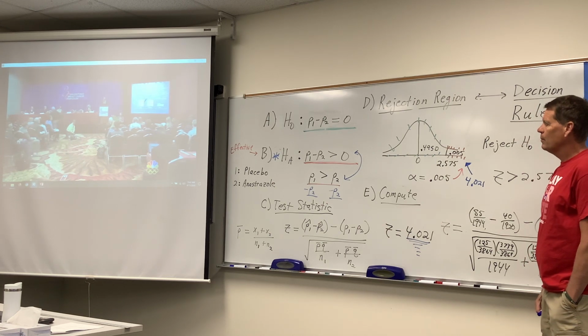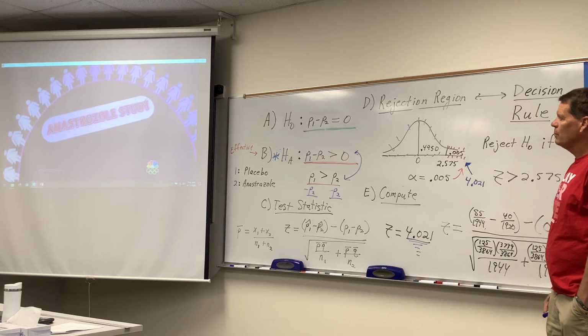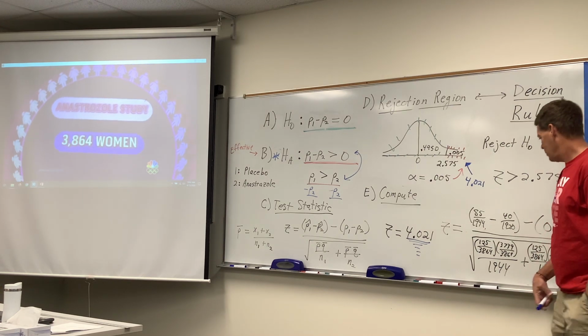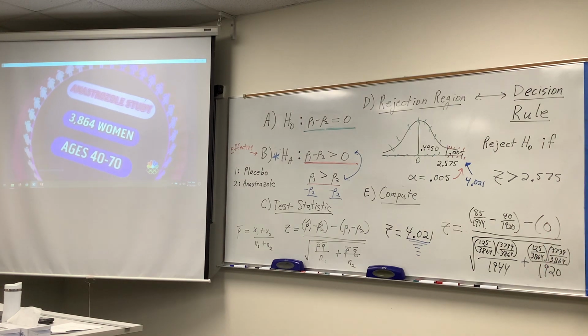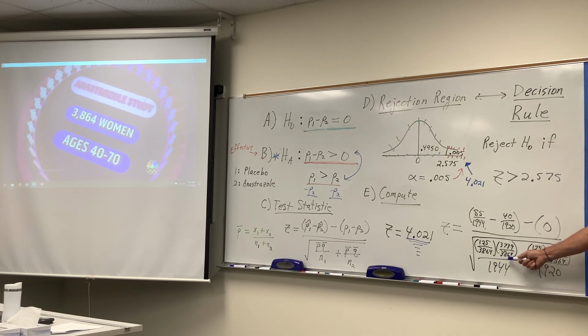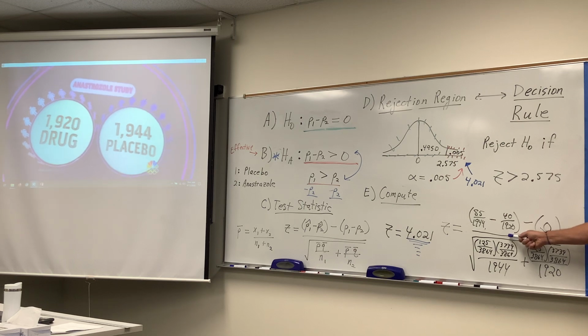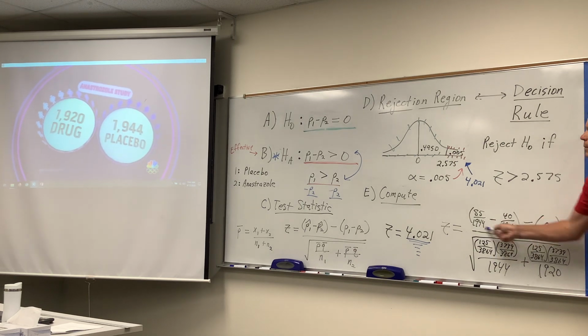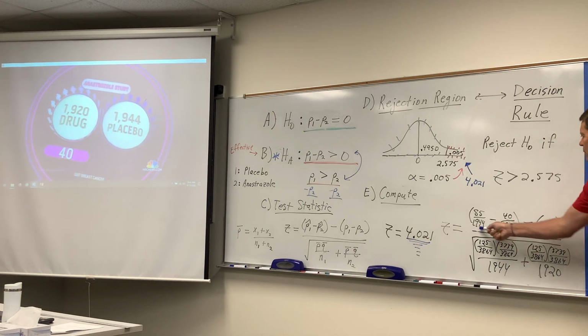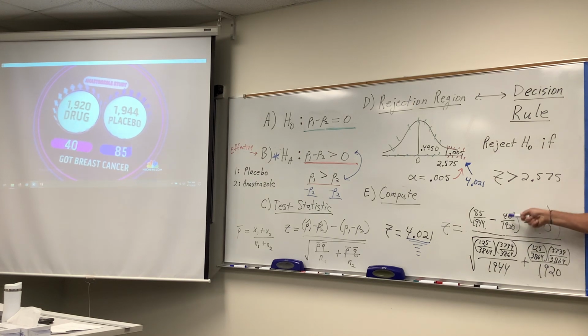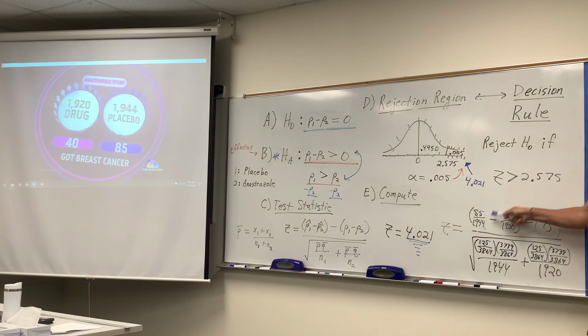Researchers say it's a home run. The study involved almost 3,900 postmenopausal women between the ages of 40 and 70 who were at increased risk for breast cancer. Half got anastrozole every day, others got a placebo. After a median of 5 years, 40 women on anastrozole got breast cancer versus 85 in the placebo group.